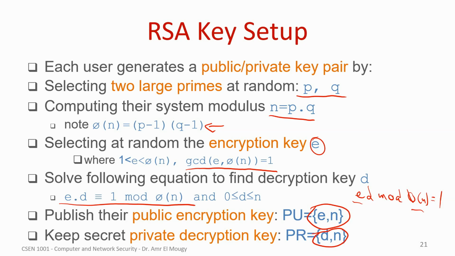The greatest common divisor, meaning the largest number that divides E and phi N, is 1. Okay? It means that they are relatively prime to each other. This is what we call it. Given that you chose E, you can use this equation, E D mod phi N is equal to 1, to figure out the value of D, which is the private key. And so now you have the private key and you have the public key.